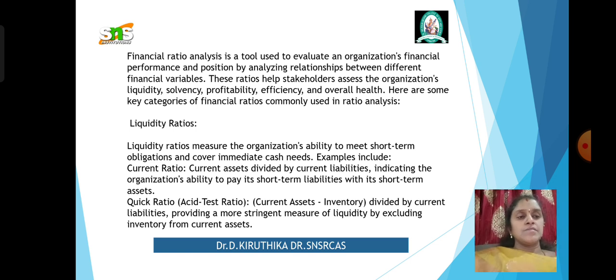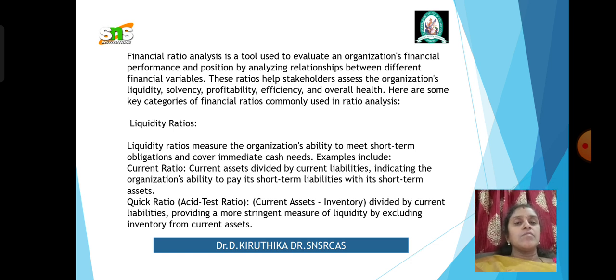Here are some of the key categories of financial ratios which we are going to discuss in this particular video. First one is the liquidity ratio. The liquidity ratio measures the ability to meet short-term obligations. So we are dividing our funds into two: one is short-term, another one is long-term obligation. The cash needs may be short term or long term. Liquidity ratio measures the organization's ability to meet the short term obligations.